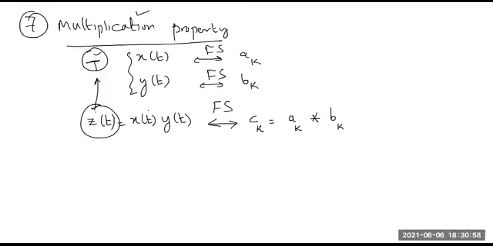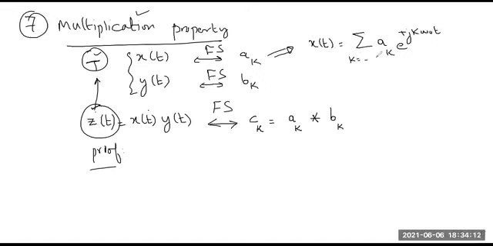Now, how to prove this property? Let me write the Fourier series representation of these signals in terms of k. For x of t, its Fourier series representation is the sum of ak e to the power plus jk omega naught t, where k is from minus infinity to plus infinity. And y of t can be represented in terms of its Fourier series representation as the sum of bk e to the power plus jk omega naught t, where k is from minus infinity to plus infinity.